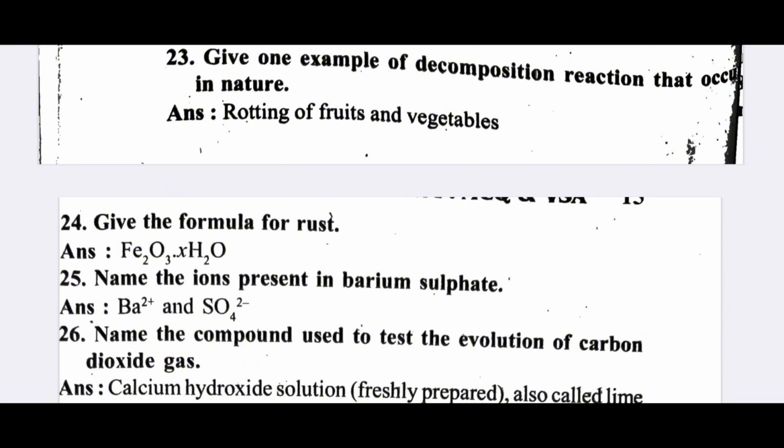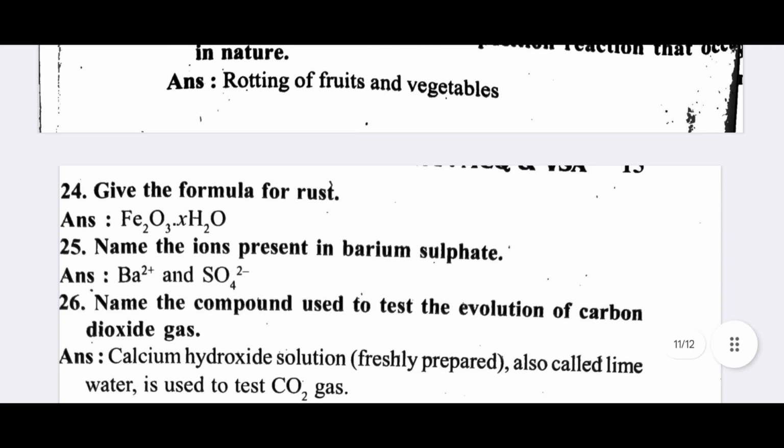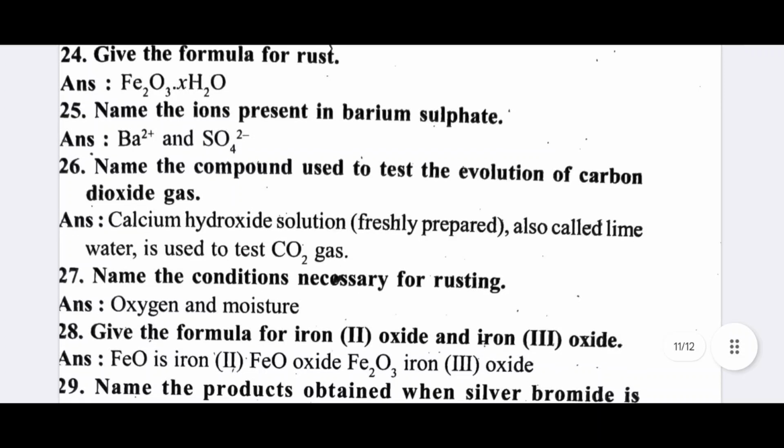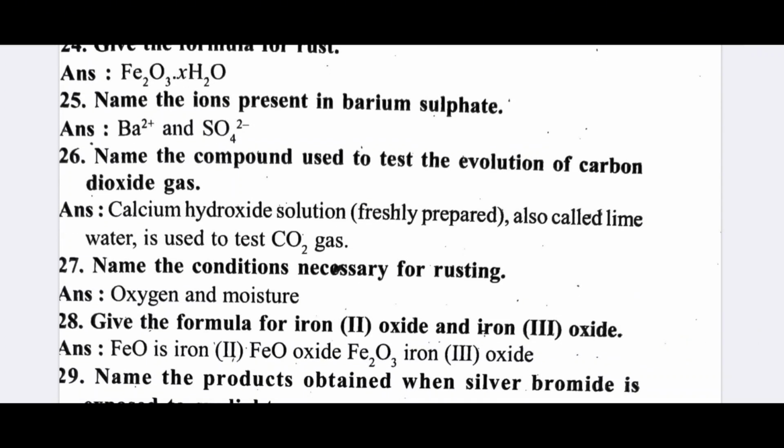Name the compound used to test carbon dioxide. Calcium hydroxide solution, freshly prepared, also called lime water, is used to test carbon dioxide. Name the conditions necessary for rusting: oxygen and moisture. Give the formula for iron oxide and iron(III) oxide. FeO is iron(II) oxide and Fe2O3 is iron(III) oxide.